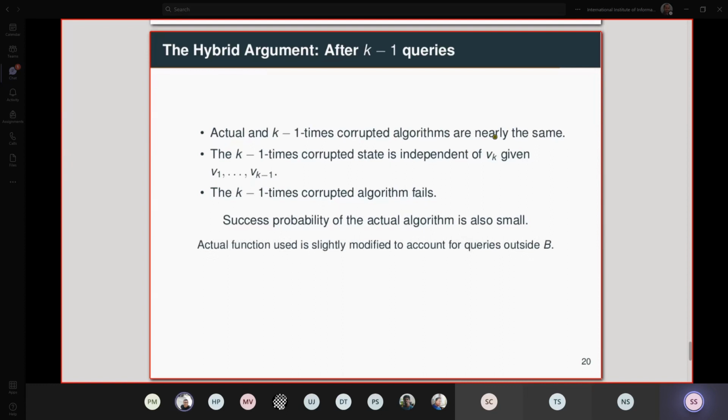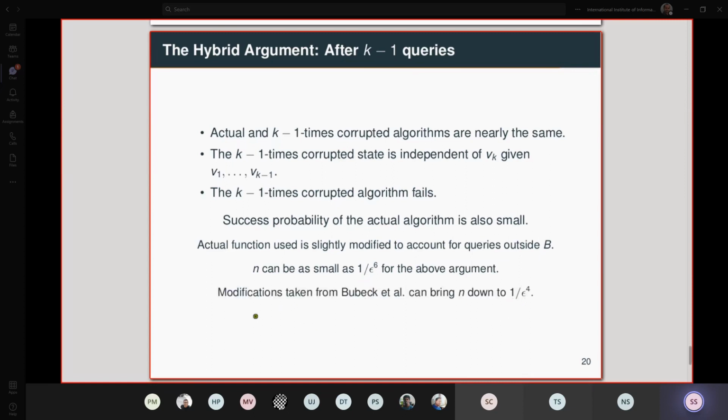We actually had to modify it a bit for queries which are larger than 1 norm. And the dimension that you get if you run through this argument is 1 by epsilon to the 6. We brought it down to 1 by epsilon to the 4 using some modifications from the same paper that we borrowed the function from.